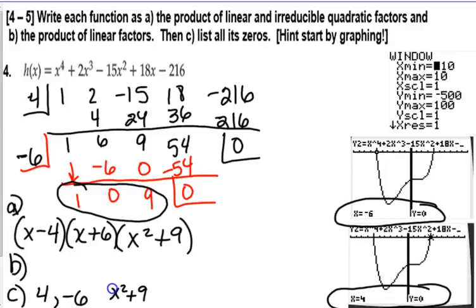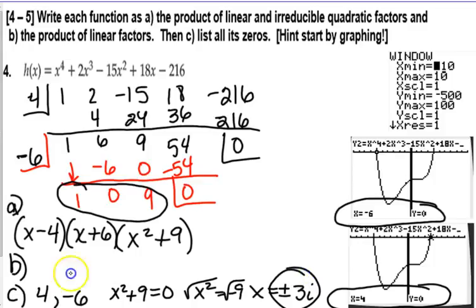If you have x squared plus 9 equals 0, x squared equals -9. When you square root, what do you get? x equals plus or minus, what is the square root of -9? 3i. So the zeros are at 4, -6, 3i, and -3i. I don't have room, so I'm just going to leave them written like that.